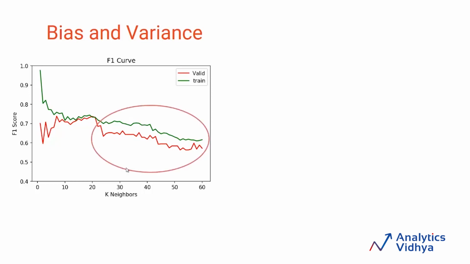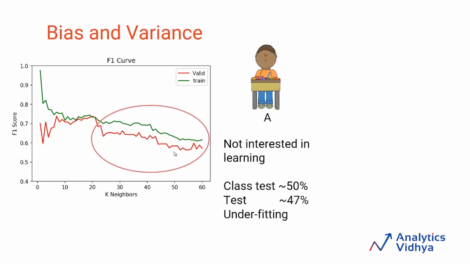In this graph, this region right here is where both validation score and the train score are low. If we recall from the classroom example, which student do you think this graph would represent? Student A, right? His hobby was coloring and he was not really interested in learning about maths to begin with. So, in other words, we can say that student A was not interested in learning math at all and used random guessing in the test.